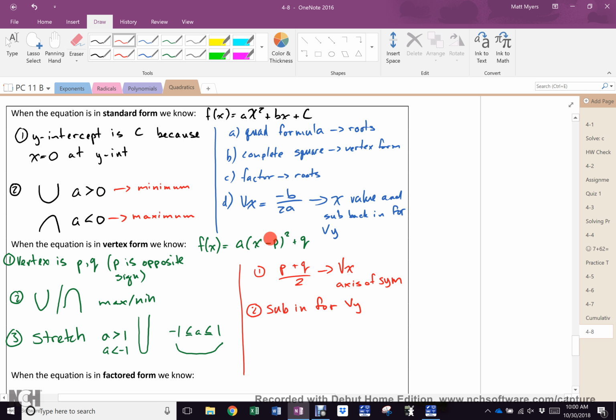What can I do if I expand this? What do I get? Right. I can expand to standard form. And if I expand to standard form, that gets me all these benefits from standard form. Does everybody understand? Everyone's cool? Sweet. And the last one.